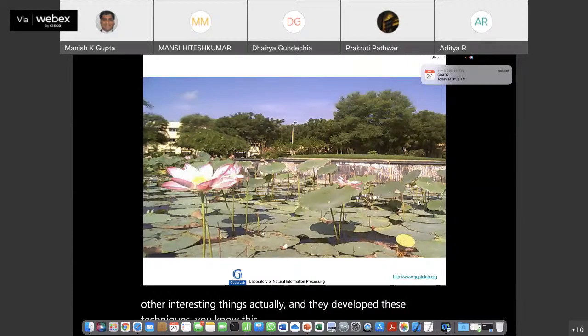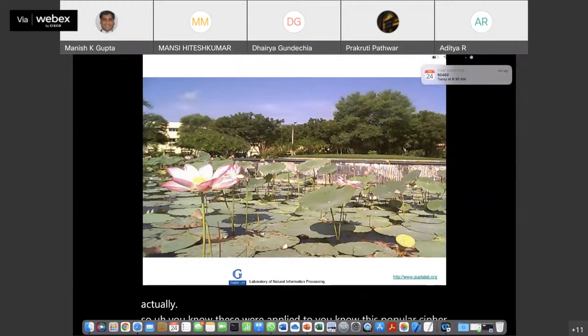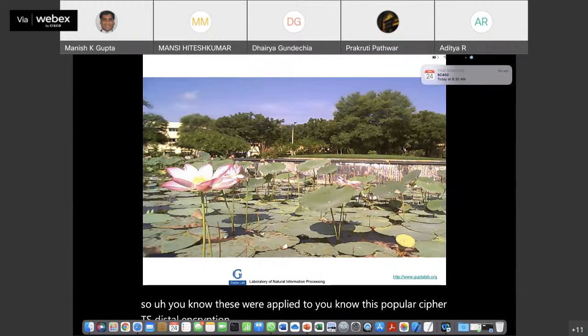linear cryptanalysis and differential cryptanalysis, which are pretty important, but a bit lengthy to understand. Anyway, I'm explaining it with an example so that you can get an idea how this was working. These were applied to the popular cipher DES, Data Encryption Standard, which was a modification of an IBM cipher, Lucifer.